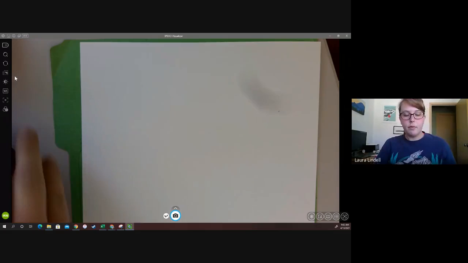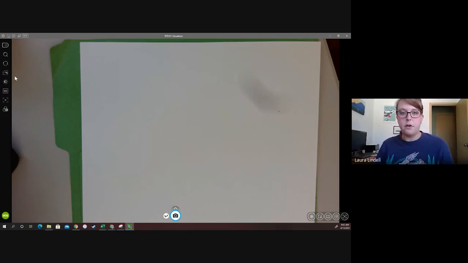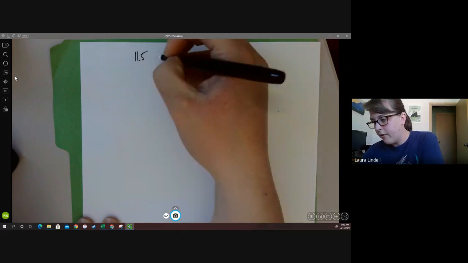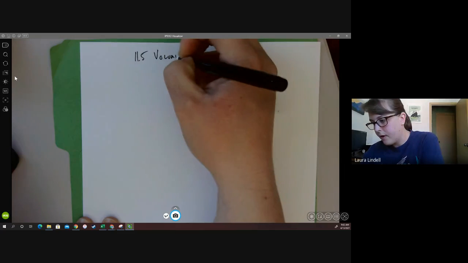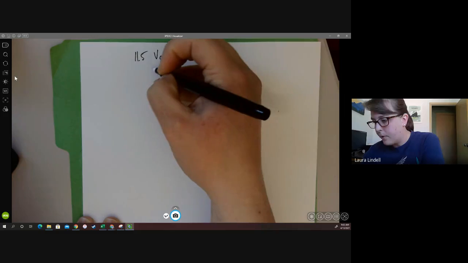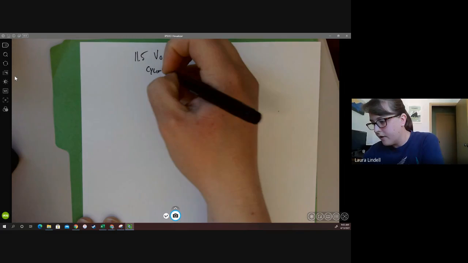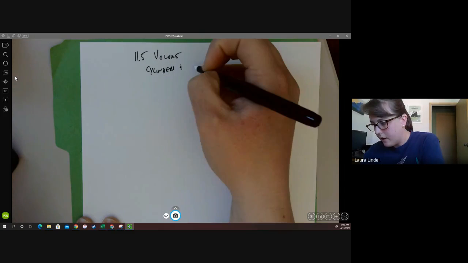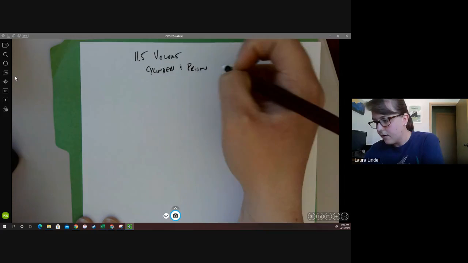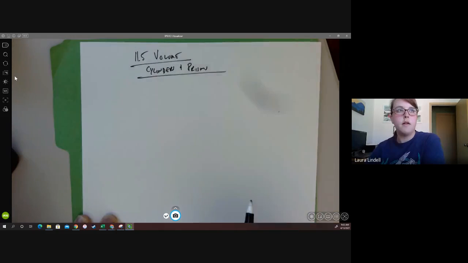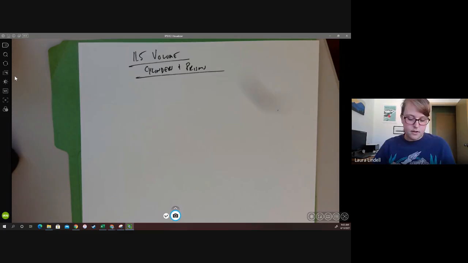Okay. So today we're going to focus on a particular kind of volume of cylinders and prisms only. So 11.5 volume. And then the subcategory here is cylinders and prisms. Okay. So the first thing we have to remember or learn for the first time, what is a cylinder or a prism?